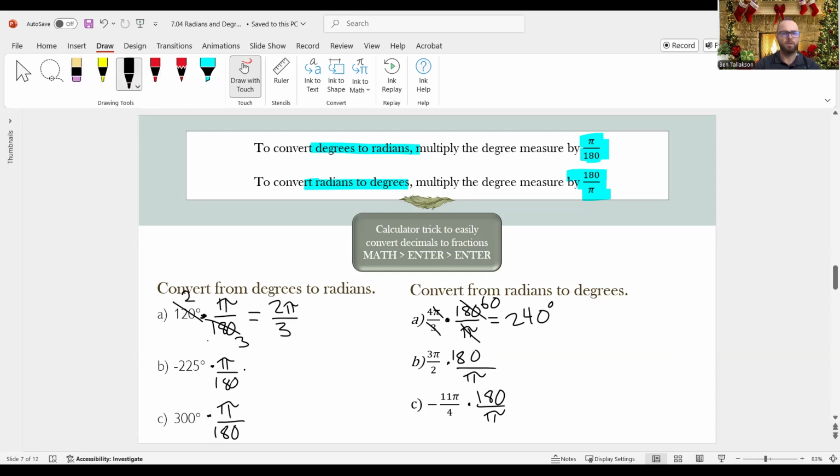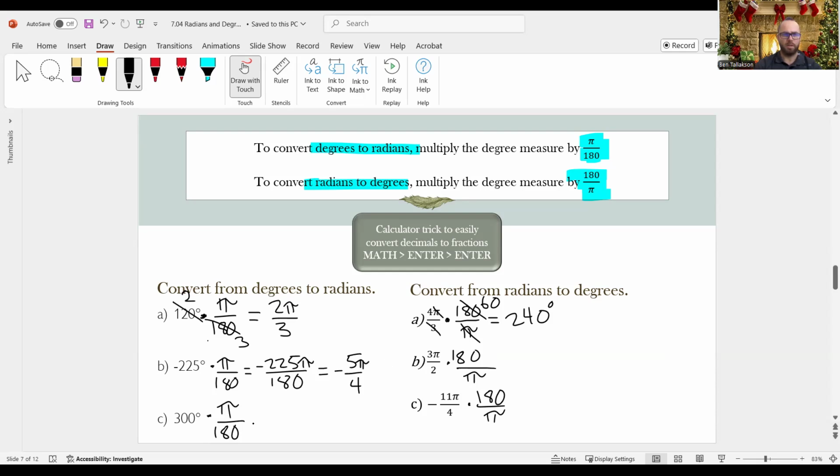And what do we do? Okay, here you're going to get negative 225 pi over 180. And if you divide those, you're going to find out that this simplifies. You could just use your calculator to a negative 5/4 pi.